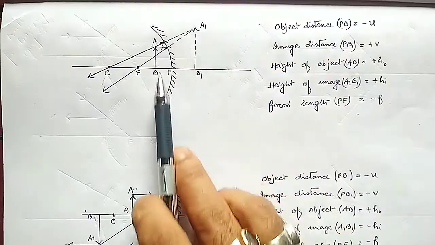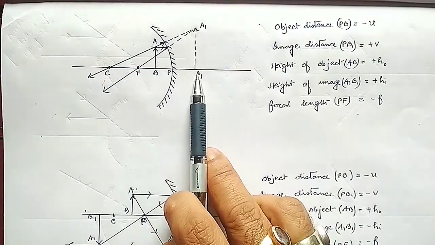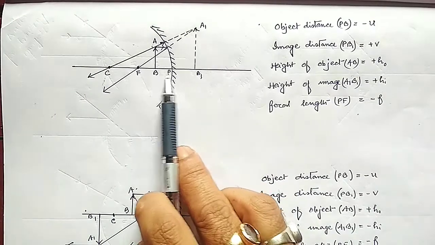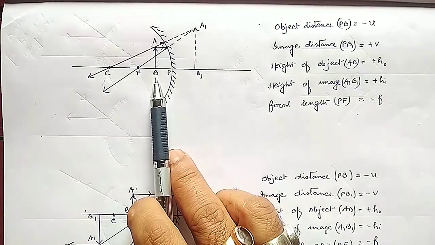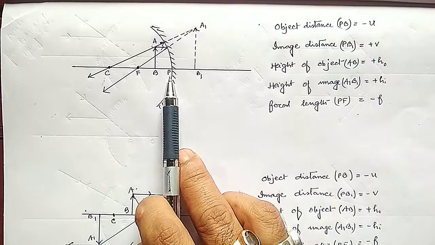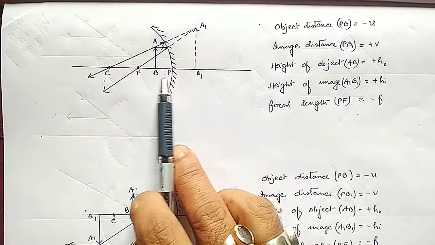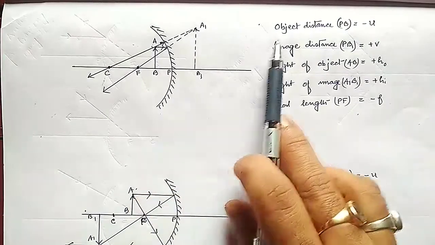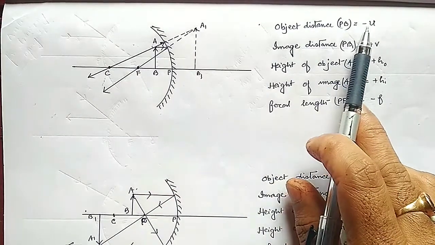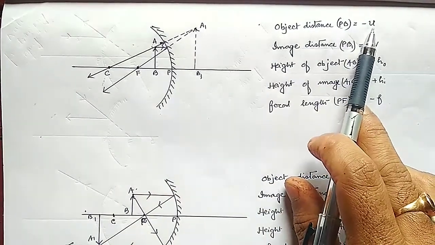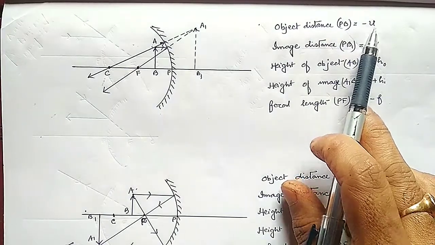Now in this case, this is the object, this is the image. So PB is the object distance, because all the distances we have to measure from the pole. Since it is on the left hand side, it will be considered as negative. So object distance PB is written as minus u. u is the symbol which is used for object distance.